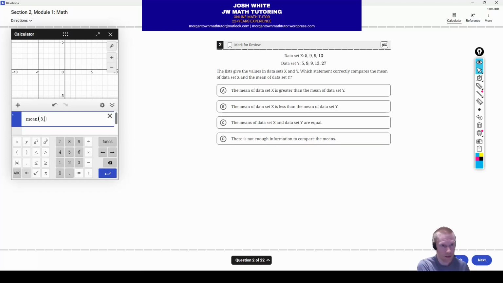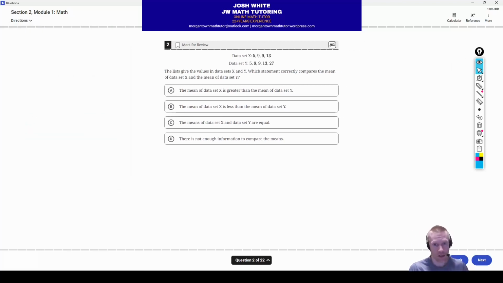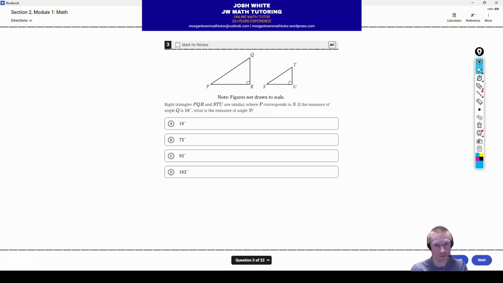You can just type in mean. Okay, the first one is 7.71. Now, if I just go ahead and add in the 27, okay, 12.53. So x, 7.71, y, 12.53. Obviously, the mean of x is less than the mean of y. So same answer, letter B, and we can move on.